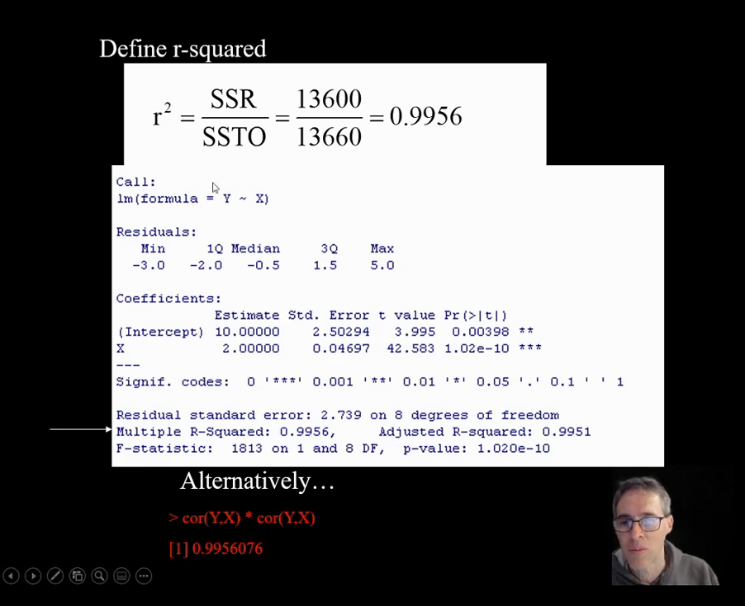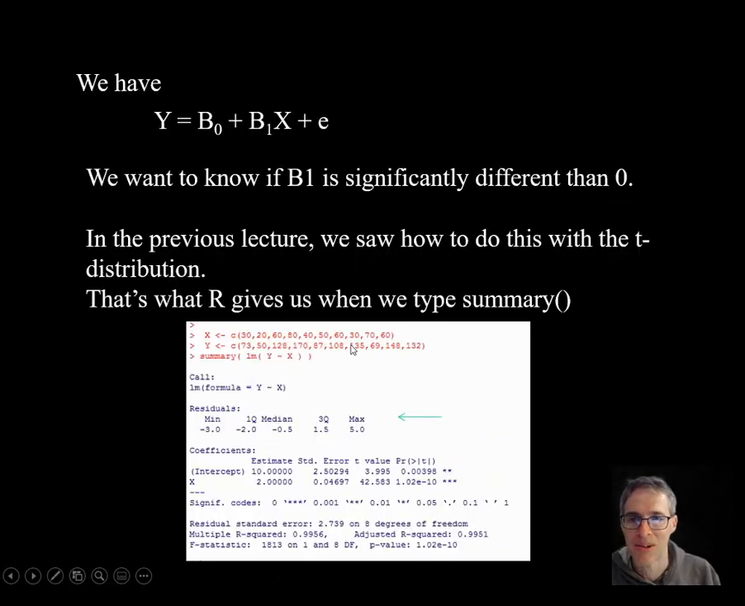You can get it when you do the summary of the linear model. R will give you the R squared of 0.9956. Or alternatively, because it's R squared, you can just get the correlation coefficient directly from R. This is going to be the Pearson correlation coefficient. You can say cor(y,x) squared, or cor(y,x) times cor(y,x), and you get the same number.